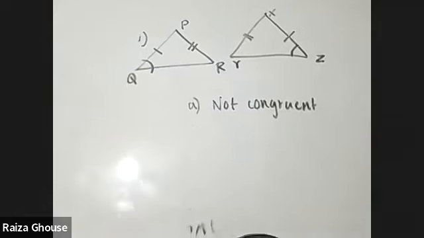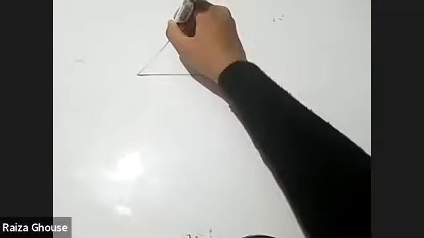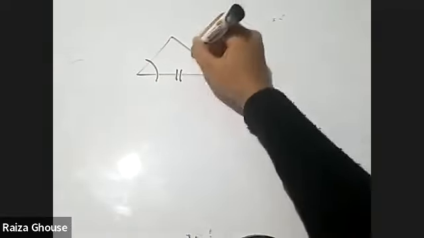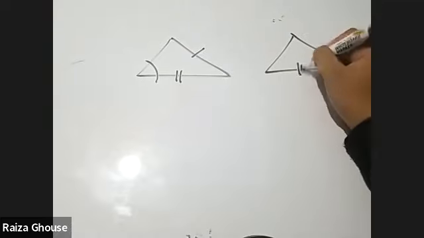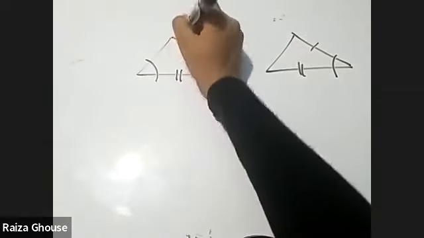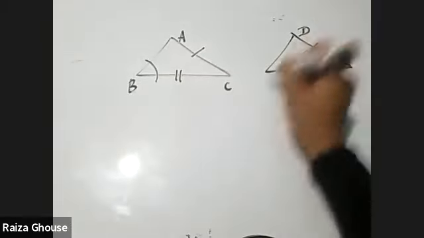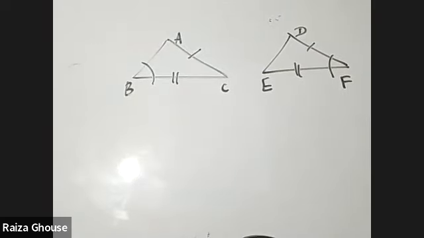Now I'll give you the next figure. Now we'll see how you do it. Okay, let's name this one A, B, C, D, E, F or something like that. Second question. Check whether they are congruent or not congruent. If they are congruent, you will have to do A, B, C. If they're not congruent, just write not congruent.